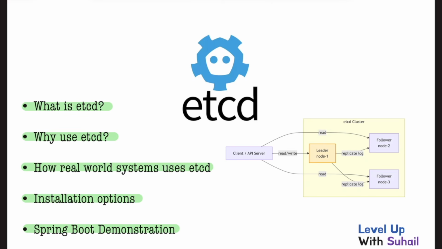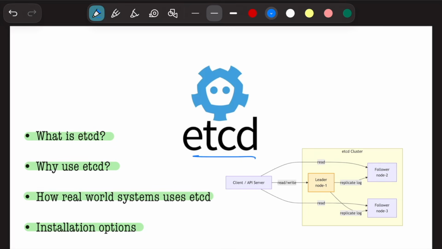So today we are going to deep dive into etcd. What is it? Why do distributed systems like Kubernetes rely on it? How does Kubernetes use etcd? How to install and operate etcd? Command line, Java demos, and finally we will be doing a full Spring Boot demonstration showing config management, feature toggles, and leader election. So watch the video till the end, it would be fun.